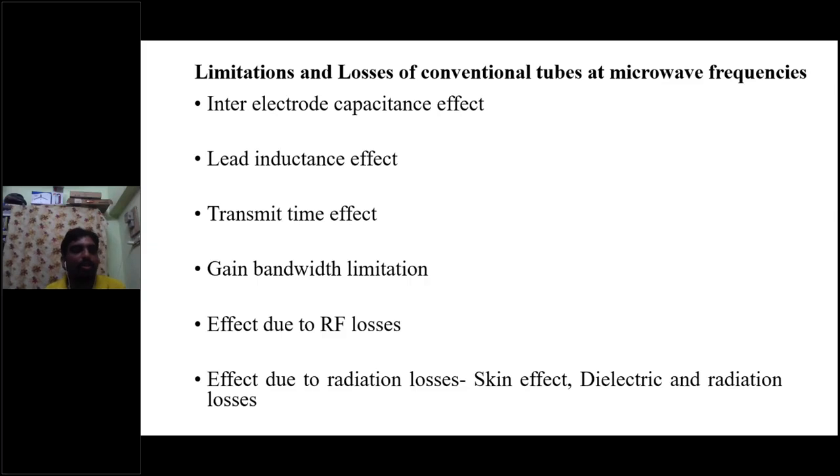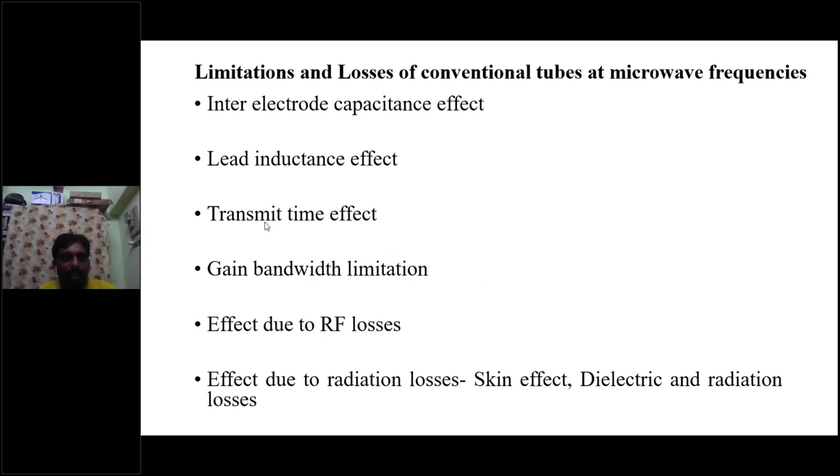Next, when using microwave tubes, we get a sum of losses, and here we can observe the RF losses. RF means radio frequency losses, and the effect due to radiation. Radiation occurs when we are propagating the electromagnetic wave within that particular tube. We can also observe the skin effect, and we know the expression of skin depth delta equals 1 by square root of pi f mu sigma, and this skin effect depends upon the conductivity and permeability. Next, another one is dielectric and conducting losses. These are all the basic limitations and losses we are going to observe at microwave frequencies.